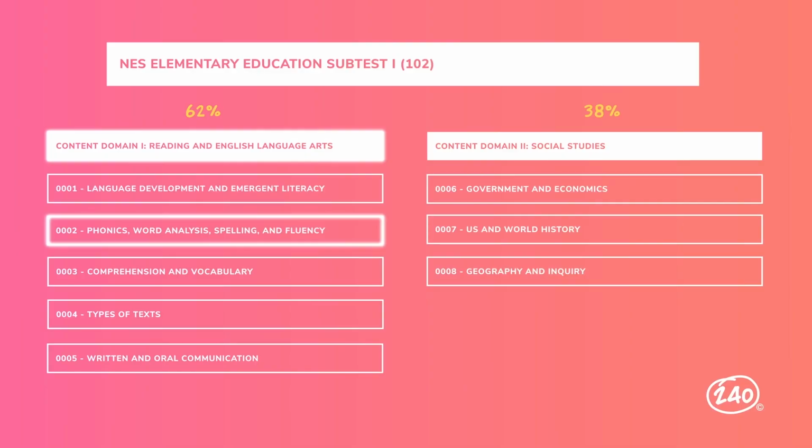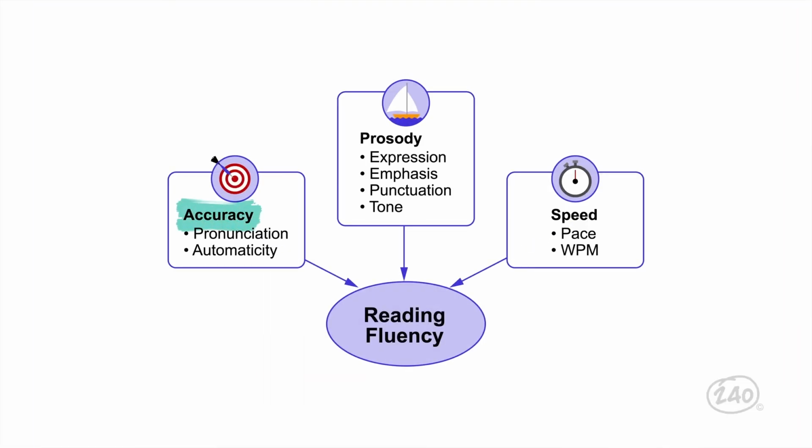Competency 2 is phonics, word analysis, spelling, and fluency. There is a lot wrapped up into this competency, including all the strategies and skills students use to decode and encode words on their own when reading and writing. For now, I'm going to focus on the fluency part. Reading fluency is measured by 3 primary criteria. Accuracy, which is the reader's ability to correctly pronounce words, prosody, or the ability to convey expression, and speed, the pace at which the reader reads the text.